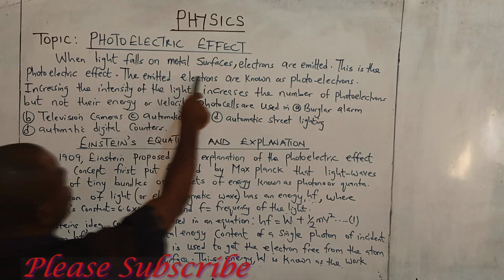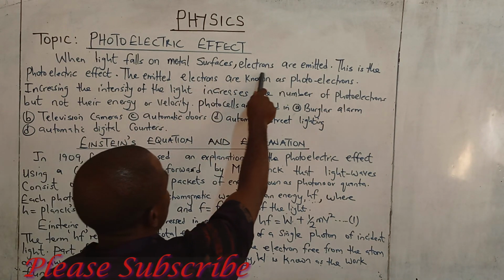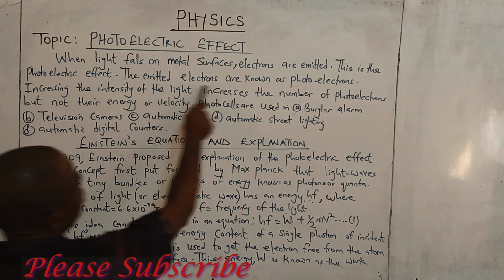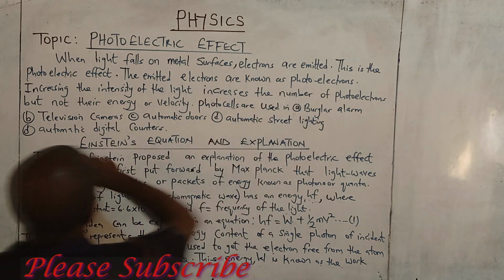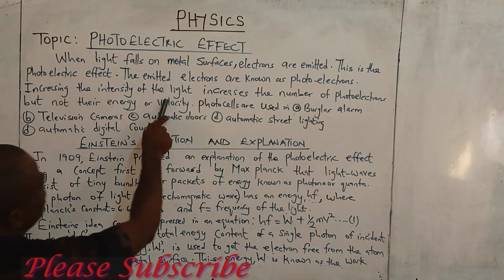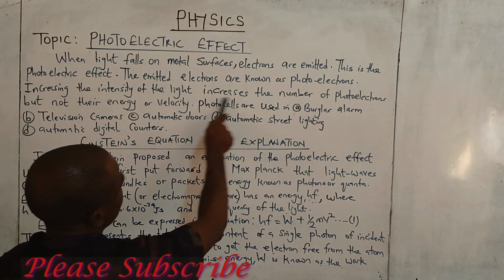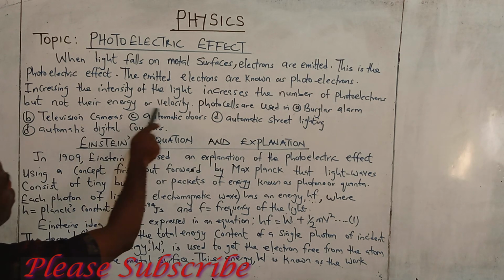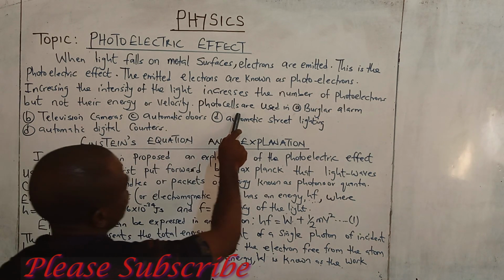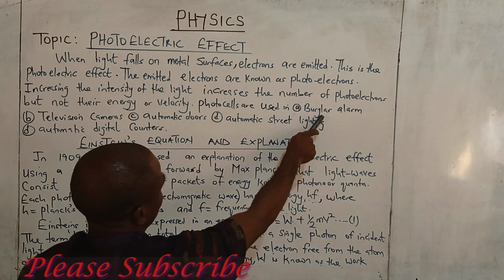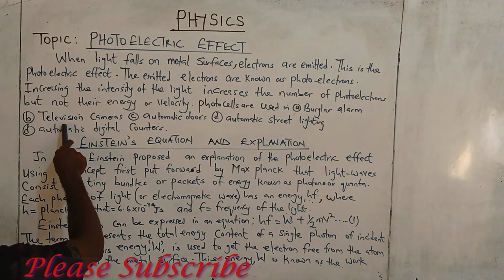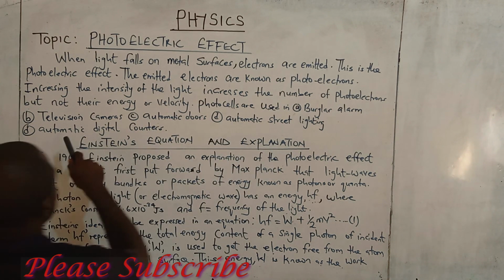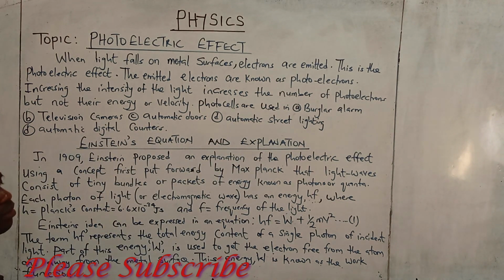When light falls on the metal surface, electrons are emitted. This is the photoelectric effect. The emitted electrons are known as photoelectrons. Increasing the intensity of the light increases the number of photoelectrons, but not their energy or velocity. Photocells are used in burglar alarms, television, cameras, automatic doors, automatic street lighting, and automatic digital counters.